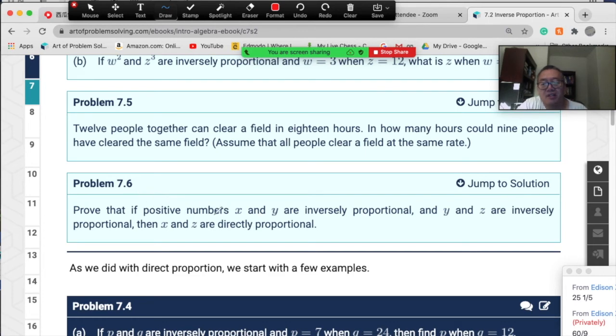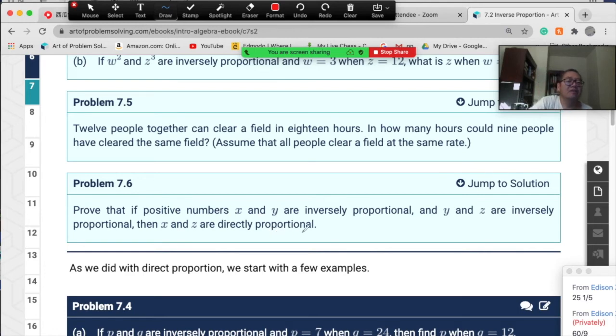Prove that if positive numbers x and y are inversely proportional, and y and z are inversely proportional, then x and z are directly proportional.